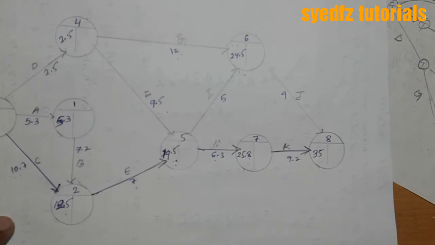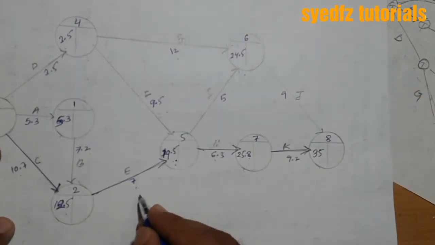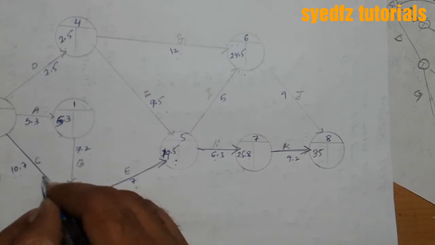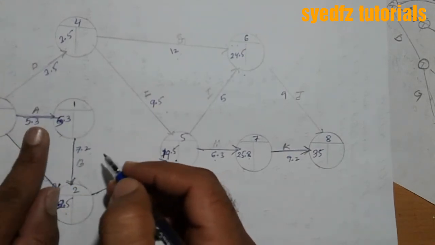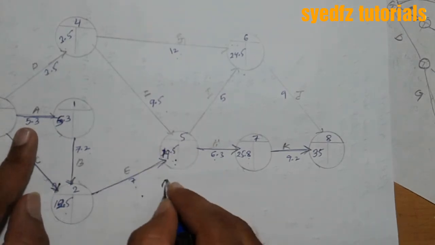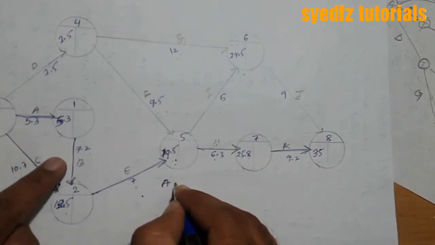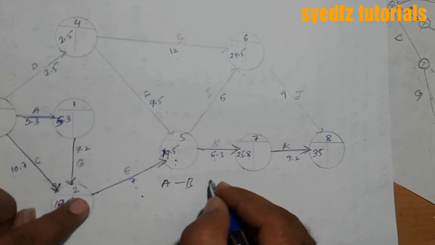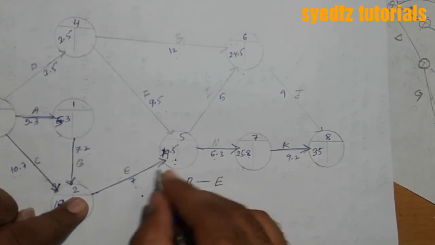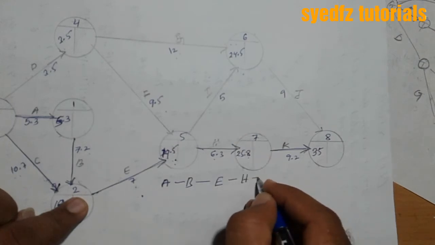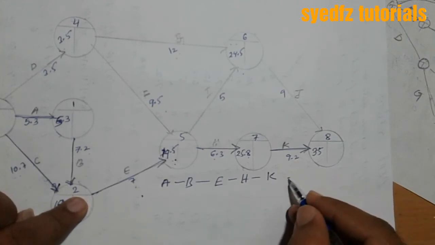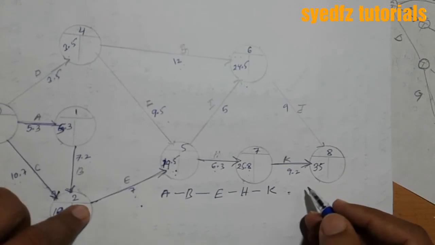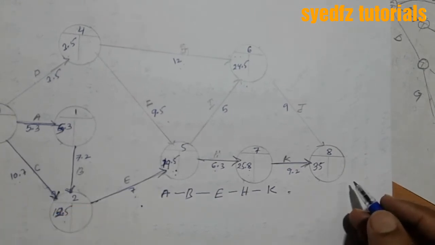Okay, how did we get it here? Not here, it is here. Then here is A, this is B, this is E, H, K is the critical path. Total 35 days.